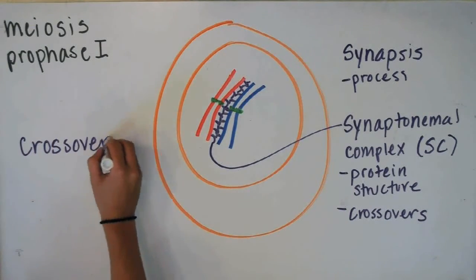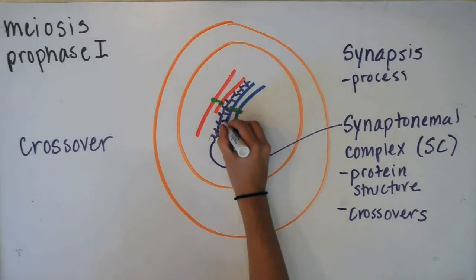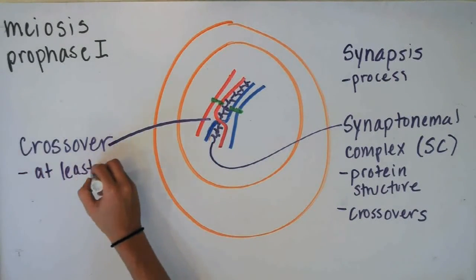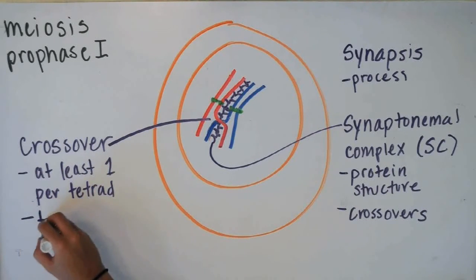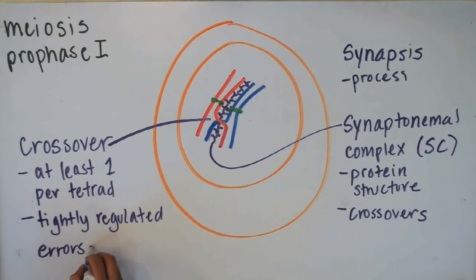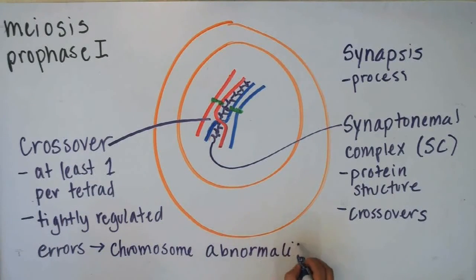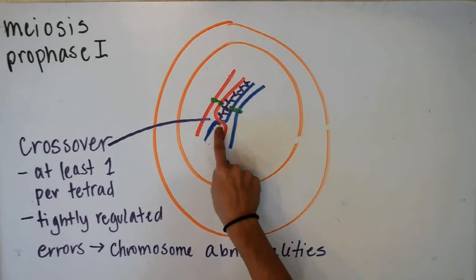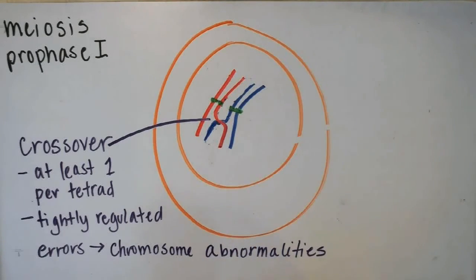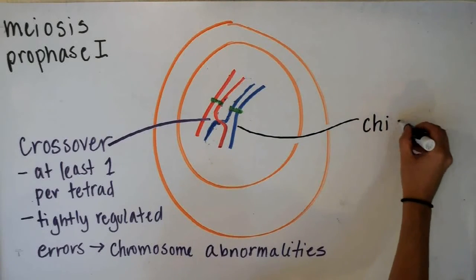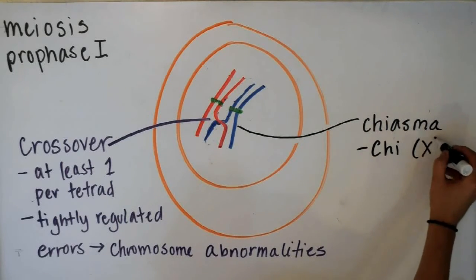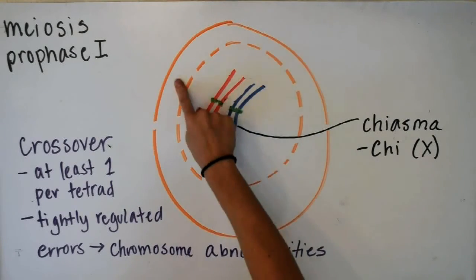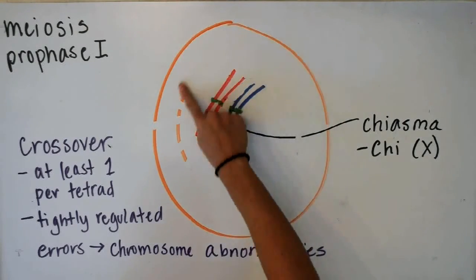There is at least one crossover per tetrad, and likely more. Crossing over is tightly regulated and directed by a host of proteins. Errors such as a crossover between a non-homologous section can lead to potentially deleterious chromosome abnormalities. As prophase progresses, the synaptonemal complex dissociates, leaving behind a chiasma, or a location where crossing over has occurred, named for the Greek letter chi. For simplicity, I'll show a single crossover, though there would likely be more between the homologs.